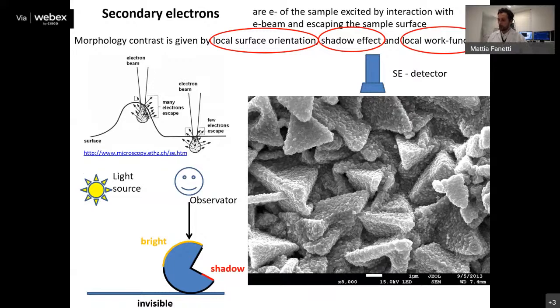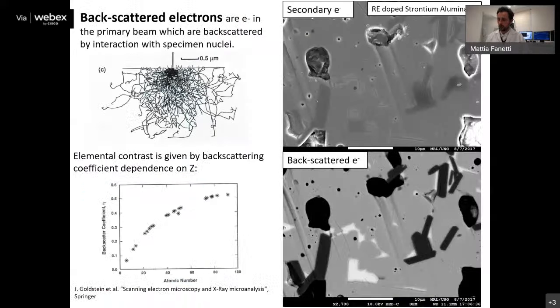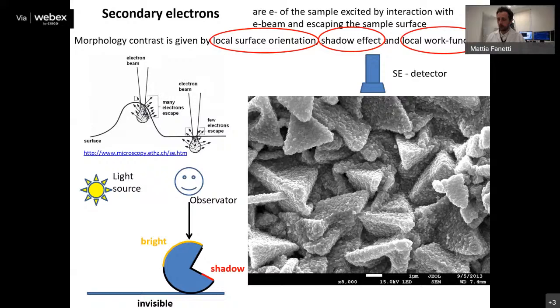There is also a third source of contrast, which I call here the local work function. It is not an exact description. It is not only the work function, but also all the things which can affect the emission of low energy electrons, which can be the local charge, the material. Metals typically are a bit brighter than insulators, and so on. These are the secondary electrons, and these are very much used for morphology analysis of your sample surface.